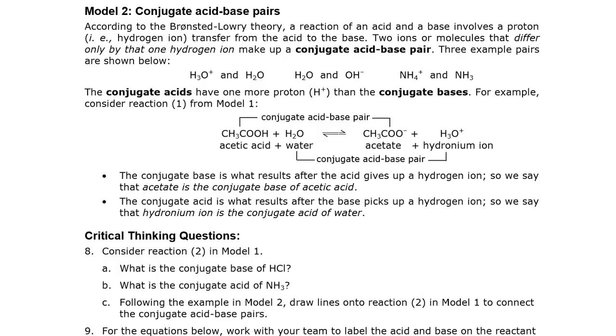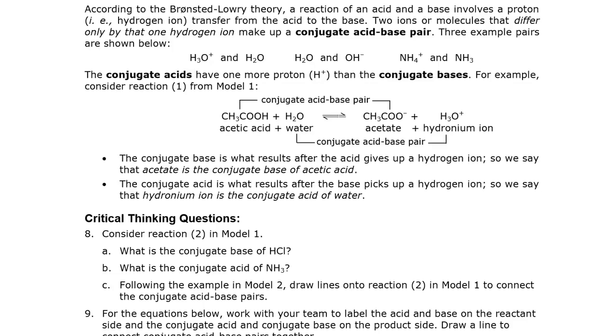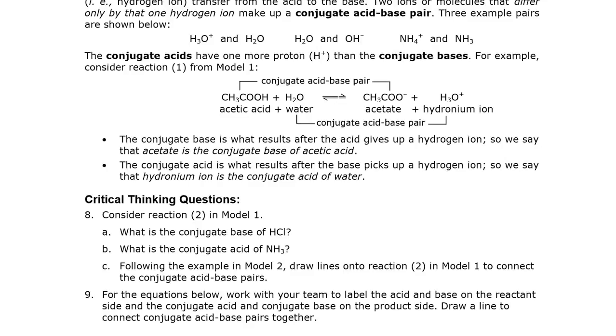And here's the sentence. A reaction of an acid and a base involves a proton, that is a hydrogen ion, transfer from the acid to the base. Two ions or molecules that differ only by that one hydrogen ion make up a conjugate acid-base pair. Three example pairs are shown below. And then you have an example reaction. So look at that example reaction. And we'll go on with question 8.